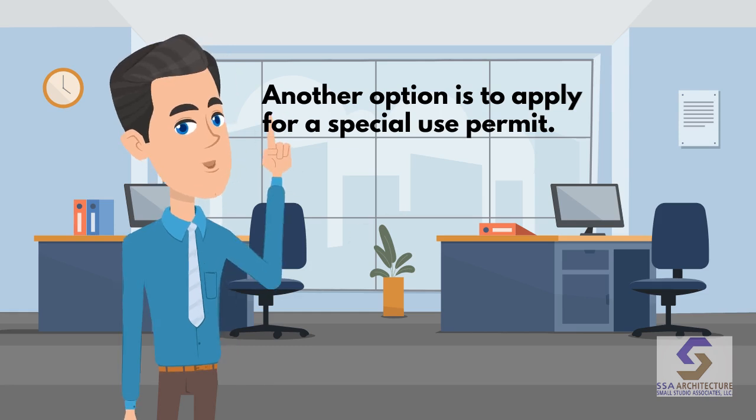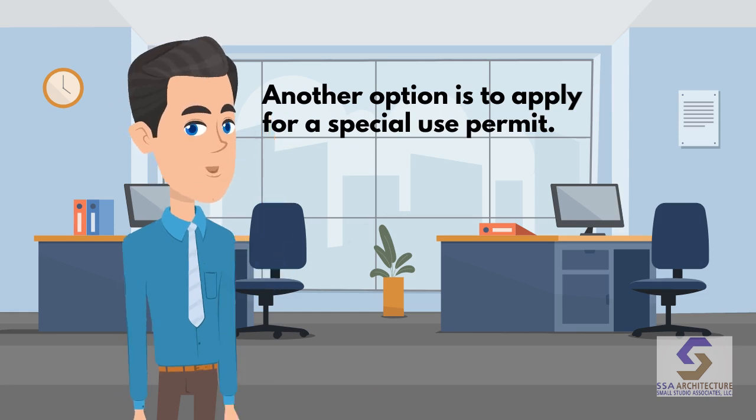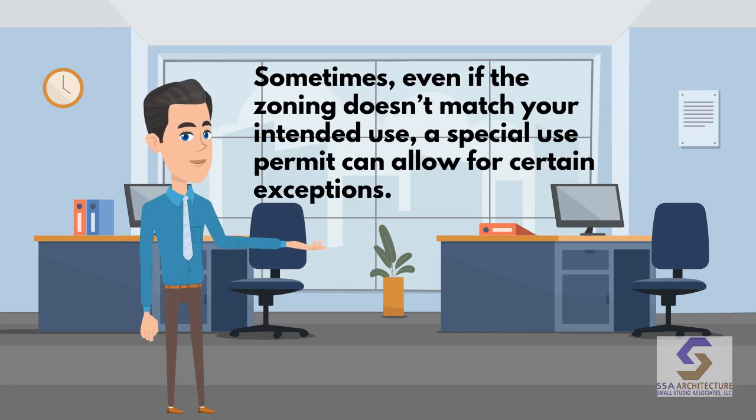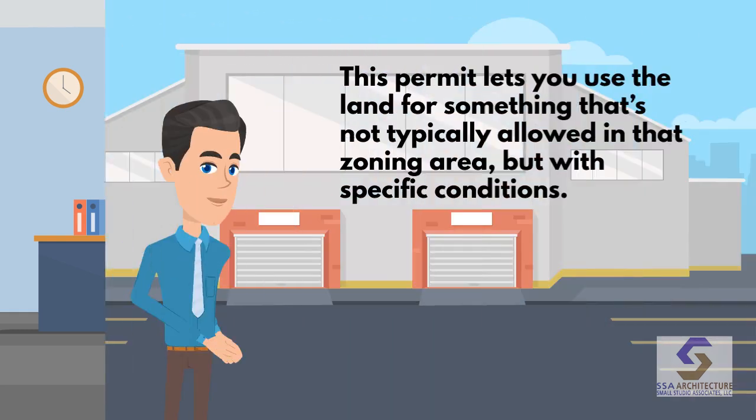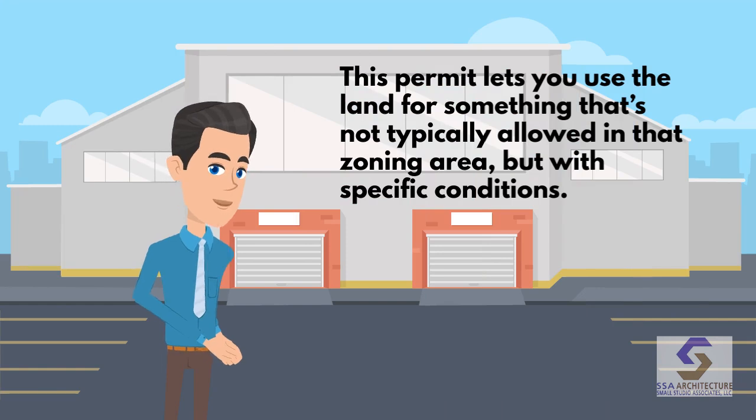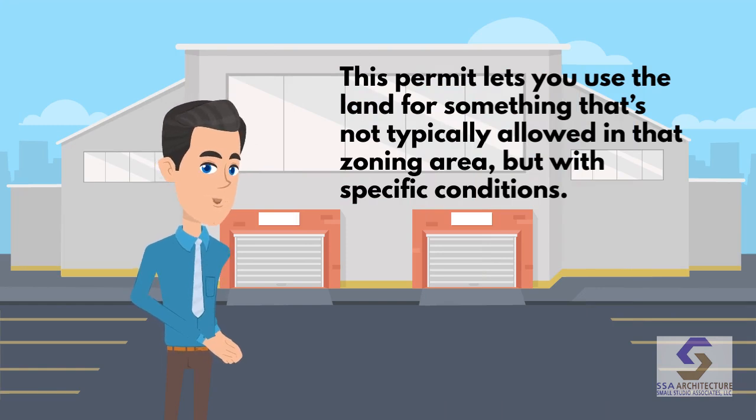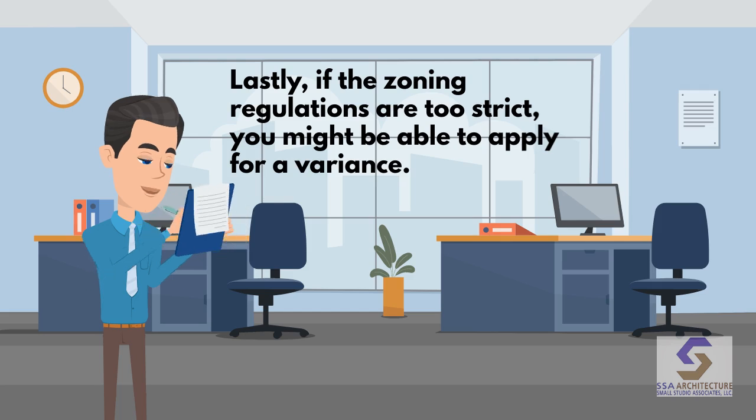Another option is to apply for a special use permit. Sometimes, even if the zoning doesn't match your intended use, a special use permit can allow for certain exceptions. This permit lets you use the land for something that's not typically allowed in that zoning area, but with specific conditions.